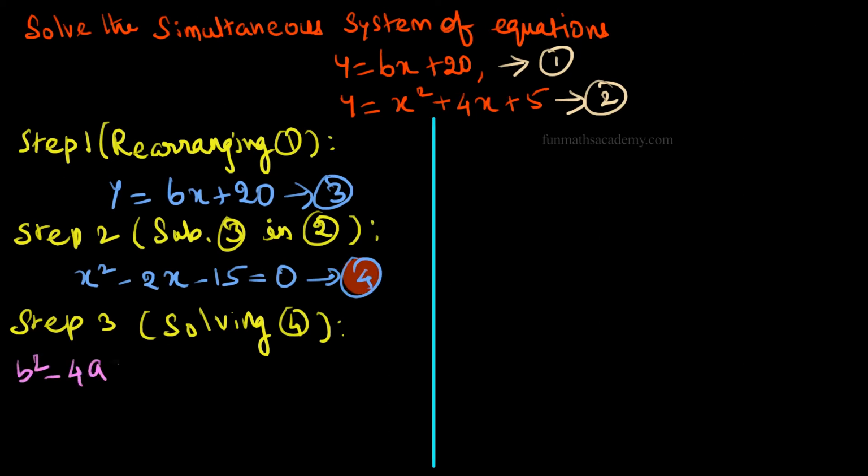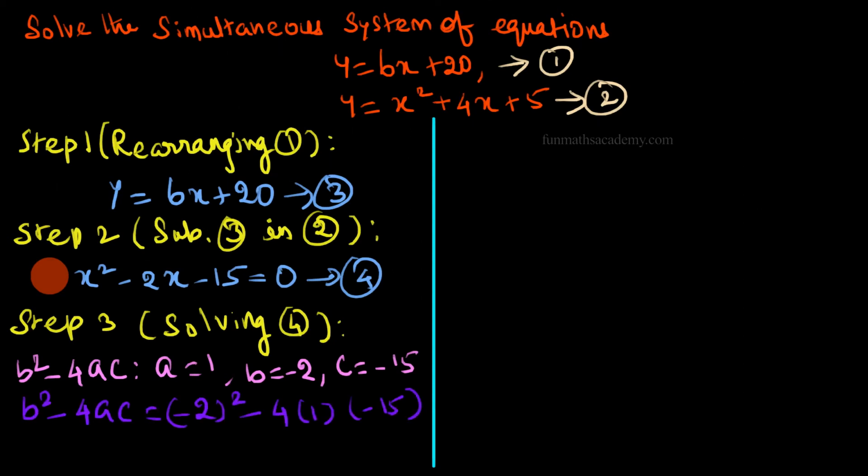Like I already said, we can find the discriminant and decide which method we can use to solve this. So in this case, we have a is equal to 1, b is equal to minus 2 and c is equal to minus 15. When substituted in the formula, we get minus 2 the whole square minus 4 into 1 into minus 15. Minus 2 the whole square will be equal to 4. And also minus 4 multiplied by 1 multiplied by minus 15 will be equal to 60.